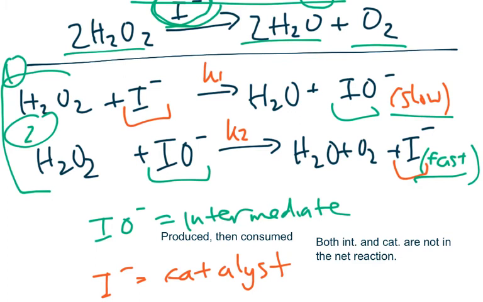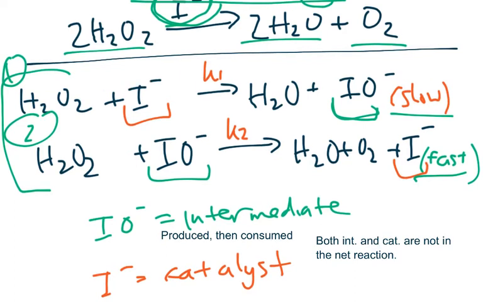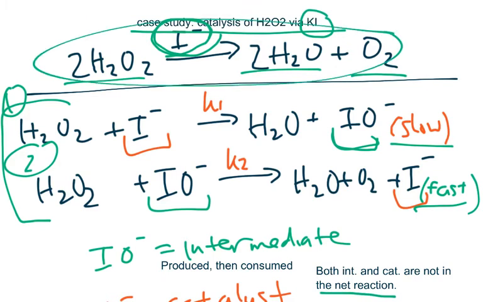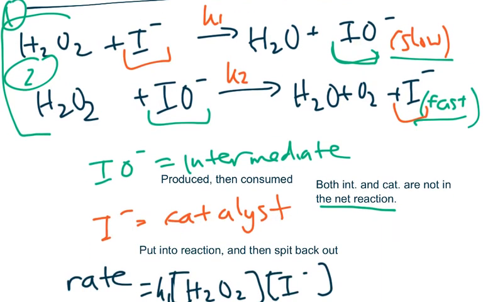The intermediate will be IO-, or the hypoiodite ion. And it is an intermediate because not only is it not in the net reaction, which is this, but also as soon as it is produced, it is consumed. So it's produced here, it's consumed here.